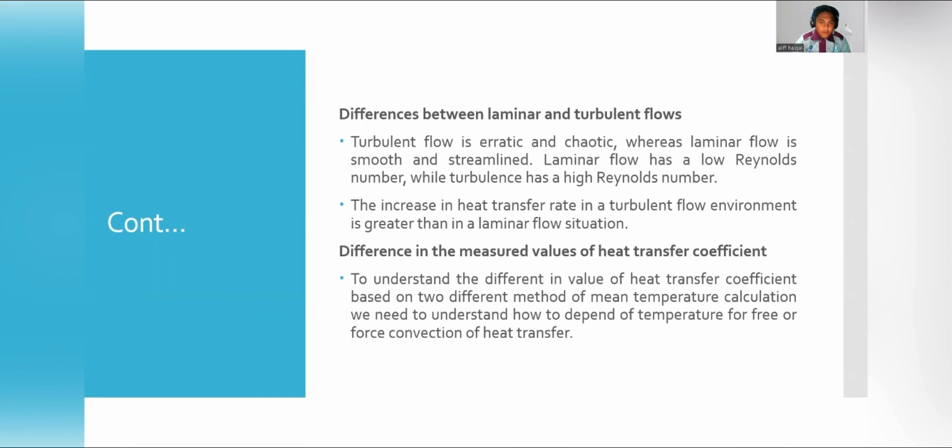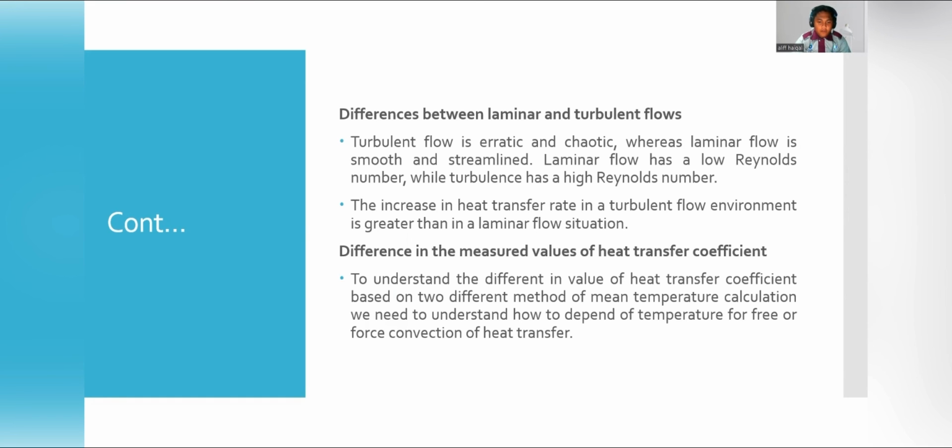Next, the difference between laminar and turbulent flow. Turbulent flow is erratic and chaotic, whereas laminar flow is smooth and streamlined. Laminar flow has a low Reynolds number, while turbulent flow has a high Reynolds number. The increase in heat transfer rate in a turbulent flow environment is greater than in a laminar flow situation.